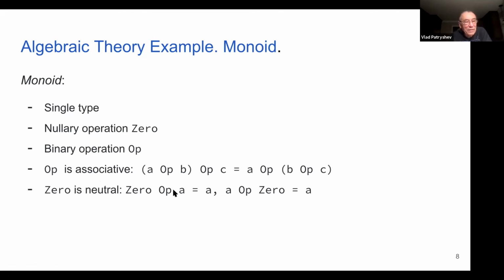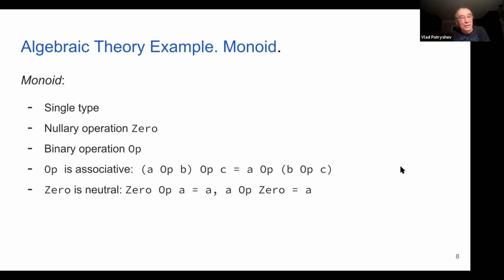So 0 operated with any A gives us A, and vice versa. So A operated with 0 will be A. And op is also associative. Not every operation is associative, but this one is, if we are talking about monoids, it should be associative. So A op (B op C) is (A op B) op C. So that's a monoid. That's an algebraic theory of monoid.